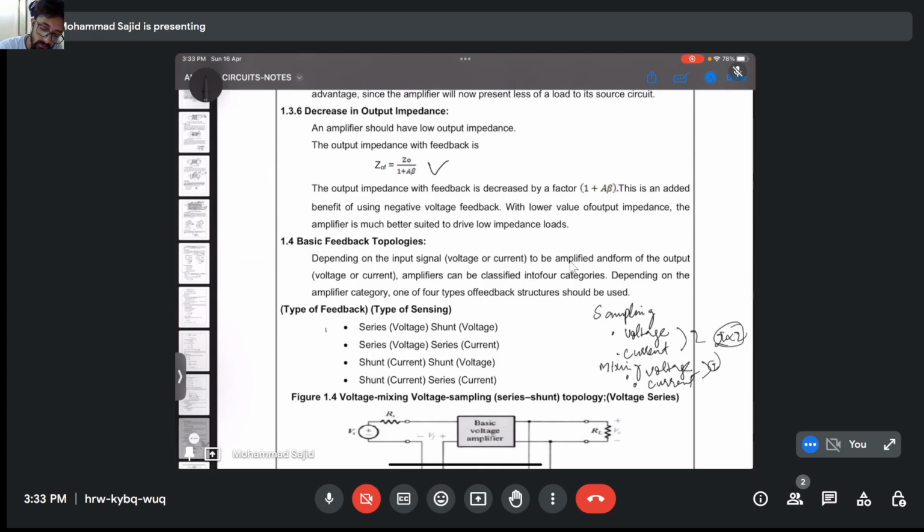So you can see, you can add in series. The first one is mixing. This is sampling. So you can have series mixing, shunt sampling, that is voltage. You can have series mixing and series sampling, that is voltage current, simply shunt and shunt. So these are different types of it.